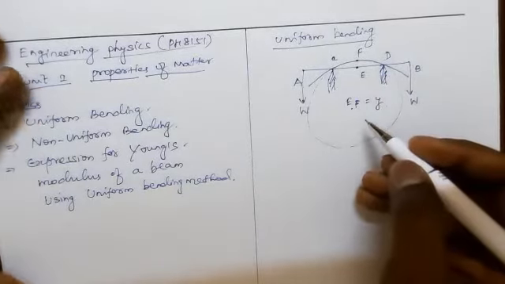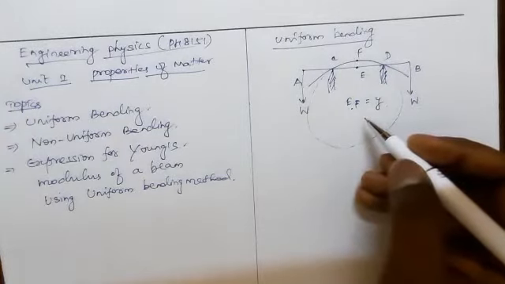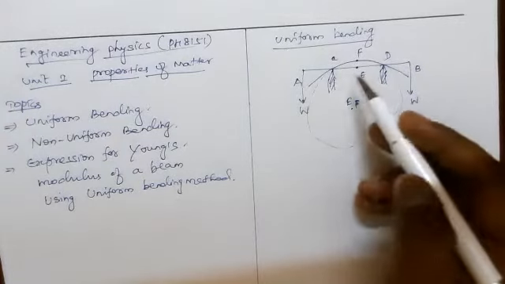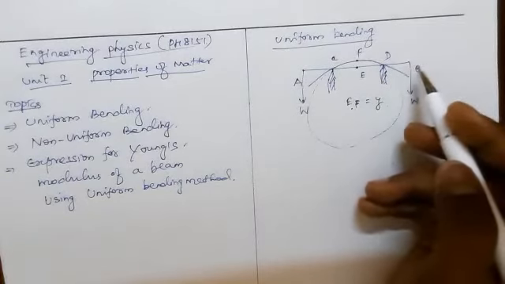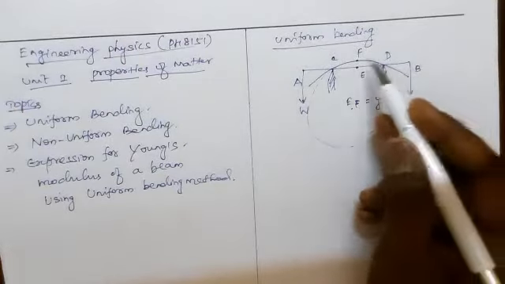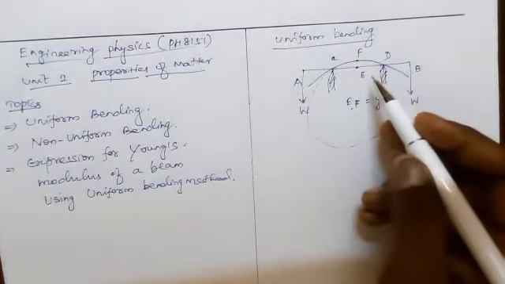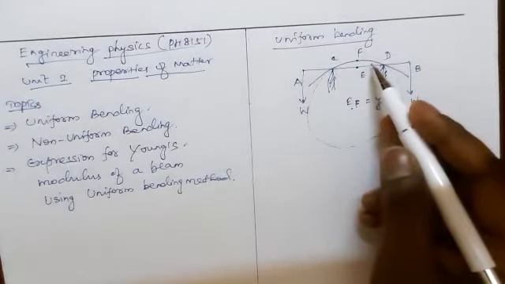Now we can easily define uniform bending. If a beam is loaded with equal weights on both its ends, the bending of the beam forms an arc of a circle, and an elevation is produced at the center of the beam. This is known as uniform bending.